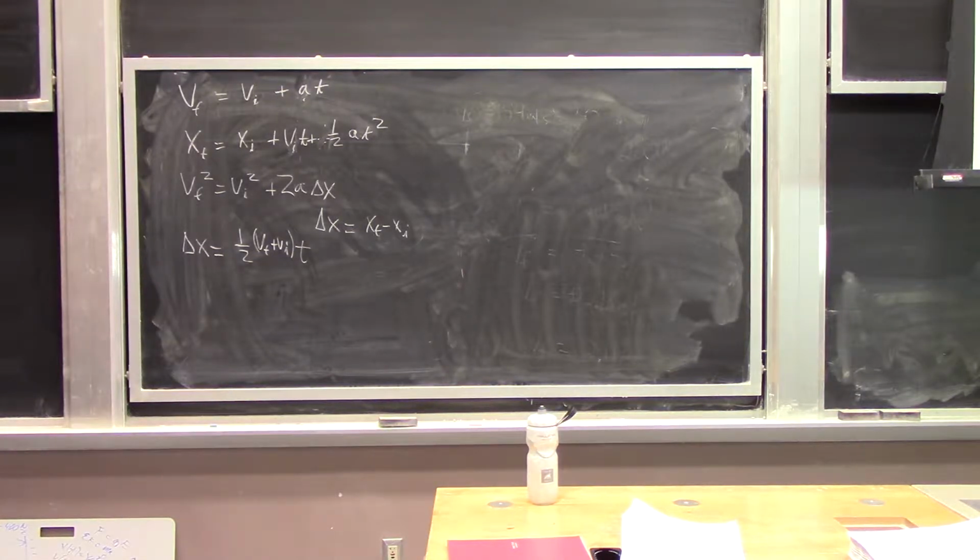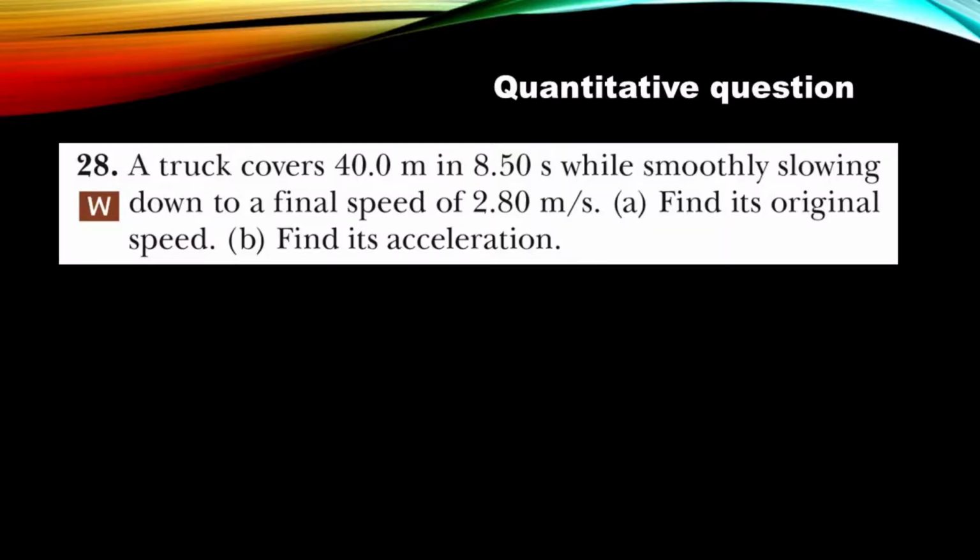The first problem says a truck covers 40 meters in 8.5 seconds while smoothly slowing down to a final speed of 2.80 meters per second. Now when it says smoothly slowing down, what that means is it has a constant acceleration, or constant deceleration in this case. We want to find what its initial speed was, or its original speed, and find its acceleration. So go ahead and talk to each other about this one, and then we'll go ahead and solve it.